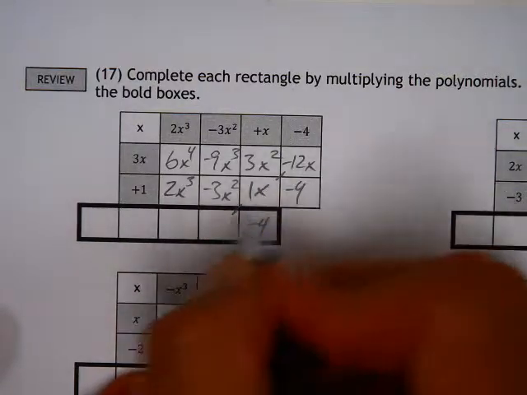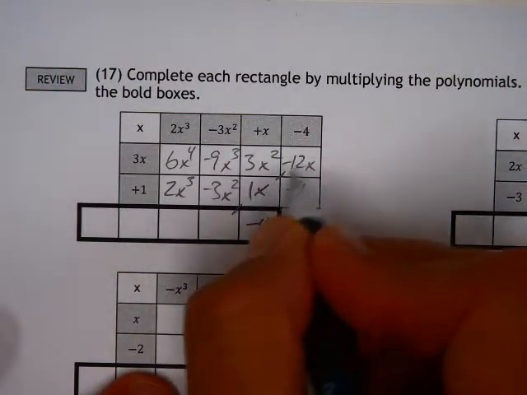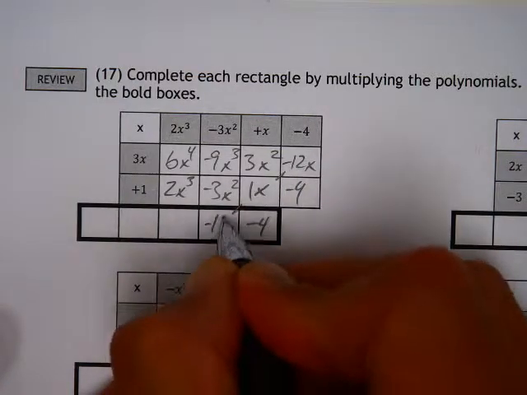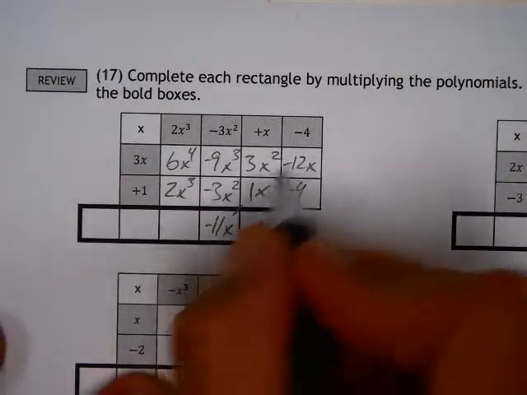These guys are going to be like terms if we set it up this way. These like terms combine to give you a negative 11. And if it just naturally drops down here, you've got a negative 11x as your result.